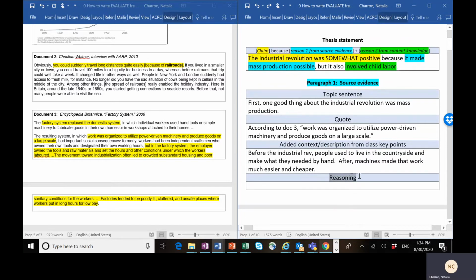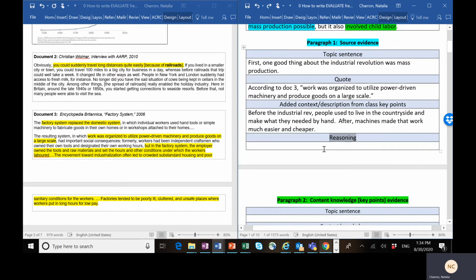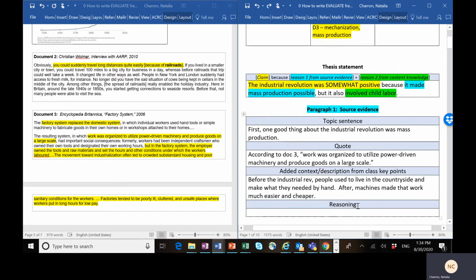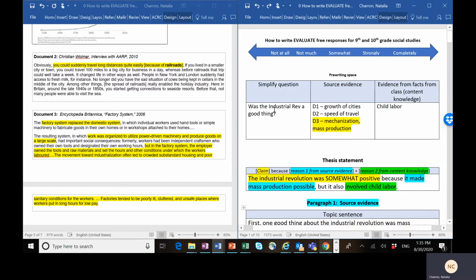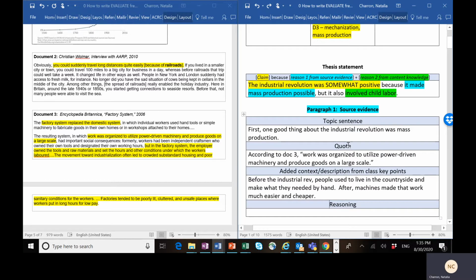We're ready to move on to reasoning, and reasoning is often the hardest part of free response writing for high school students. Reasoning requires you to explain the connection between these facts that you listed and the value judgment that you're making in your claim. You are asked to judge the Industrial Revolution. Was it a good thing or was it a bad thing? In paragraph 1, you're saying that it was a good thing, right? Because you could mass produce goods. So what is it about these facts that make the Industrial Revolution good?